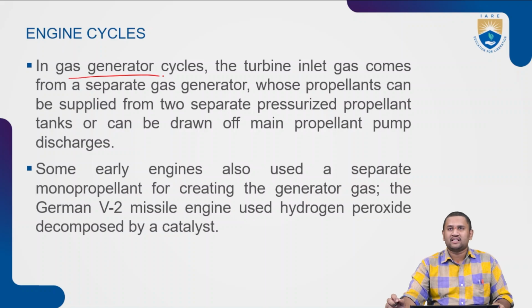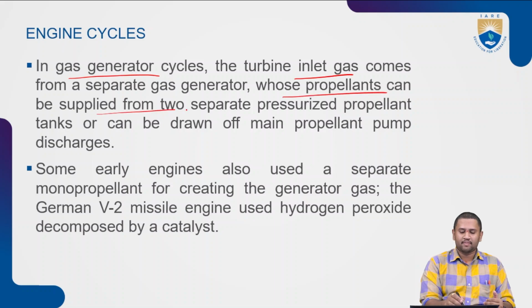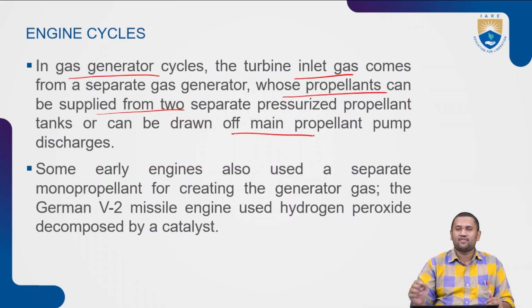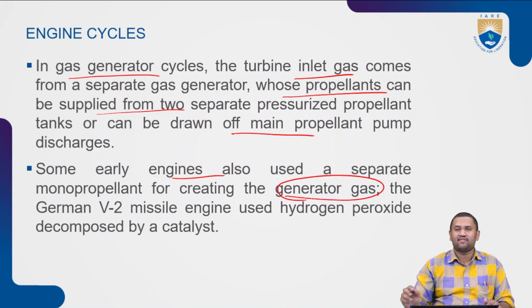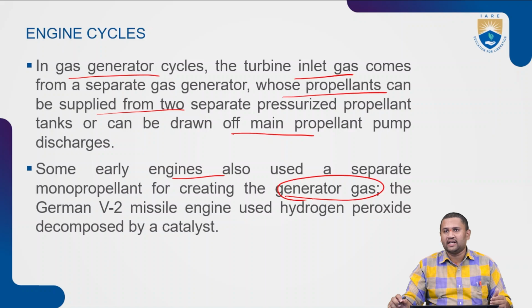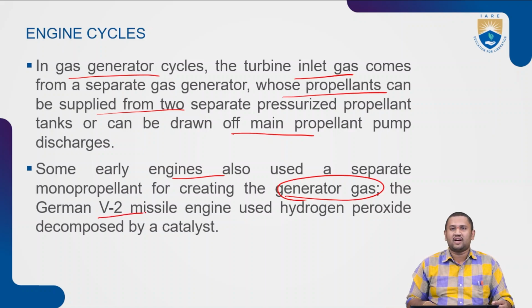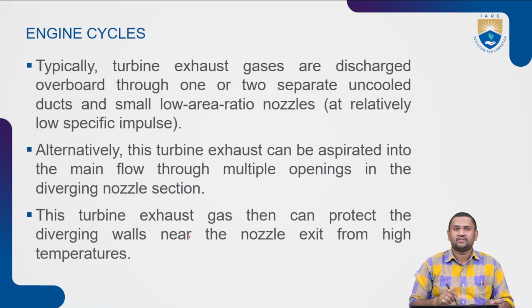What happens in a gas generator cycle? The turbine inlet gas comes from a separate gas generator, whose propellants can be supplied from two separate pressurized propellant tanks, or can be drawn off from the main propellant pump discharges. Some early engines also used a separate monopropellant for creating the generator gas required to drive the turbine. The German V2 missile engine used hydrogen peroxide decomposed by a catalyst.